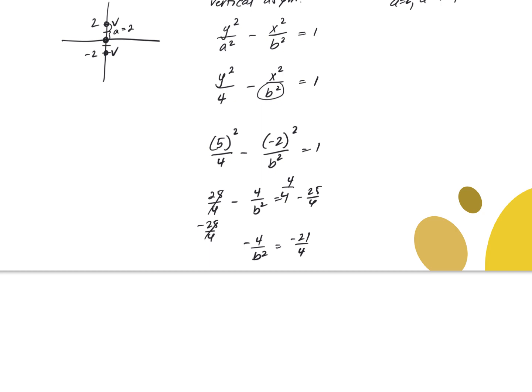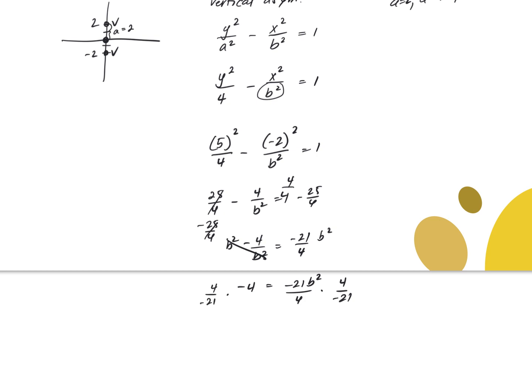And I will multiply both sides, I guess, by b squared, right? B squared here and b squared here. I'm going to get -4 equals -21 b squared over 4. And I'm going to multiply both sides by 4 over -21.